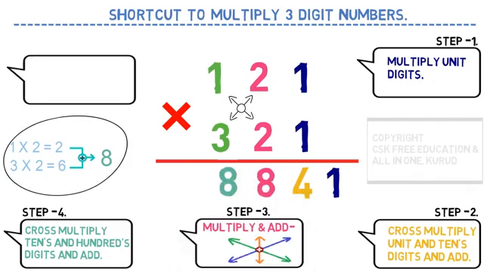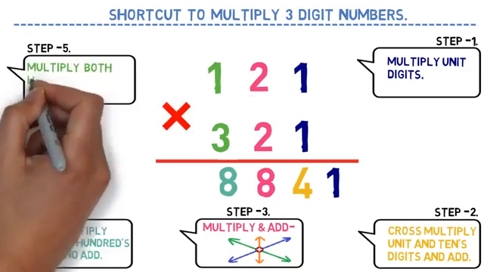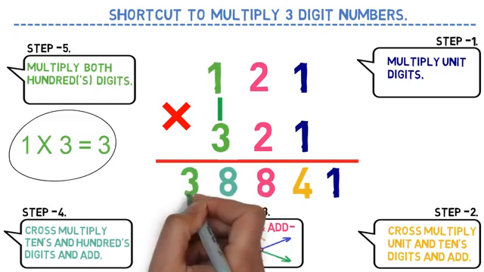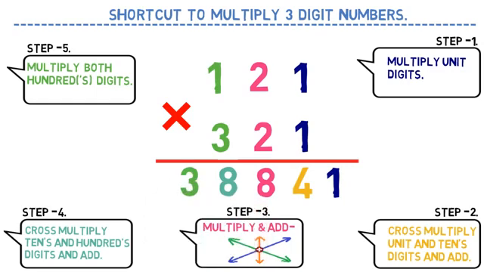And the last and final step is the multiplication of the hundreds digit with the other hundreds digit. So we can simply multiply 1 and 3. 1 into 3 is 3. Let's write it down. That's it, my dear friends. Now this was very simple.